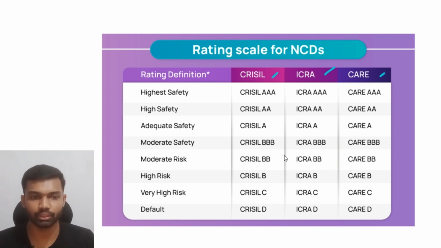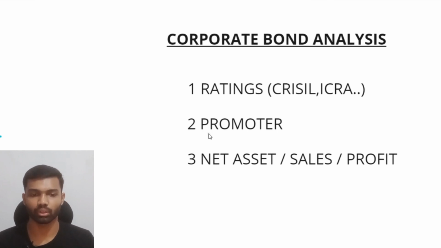The first thing we should notice while going to invest in a corporate bond is what ratings the agencies have given for the bond. If the bond is AAA rating or AA rating, then it is a safe bond. I will suggest you invest only in companies which have AAA and AA ratings in their corporate bonds. And the second thing we should notice is the promoter.